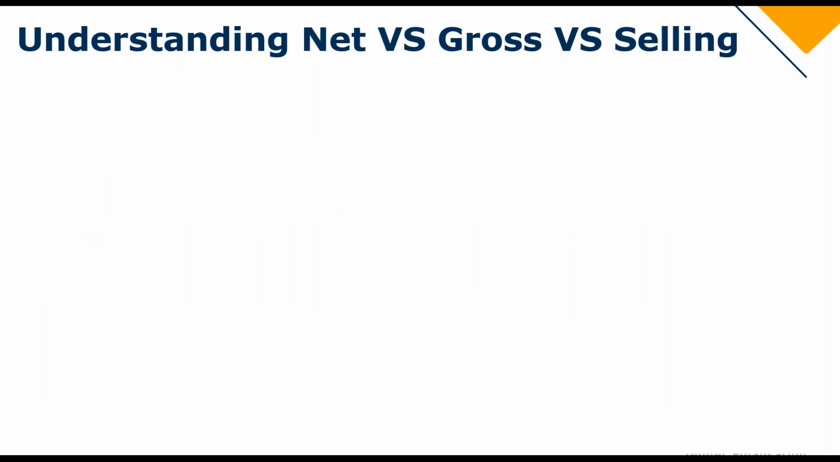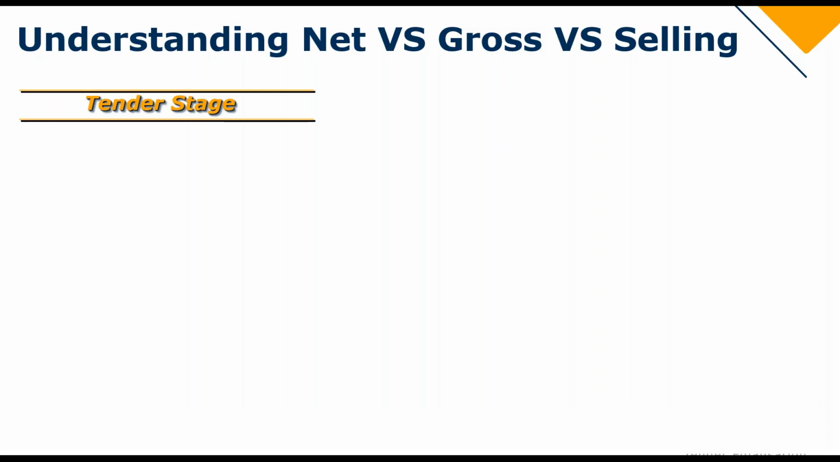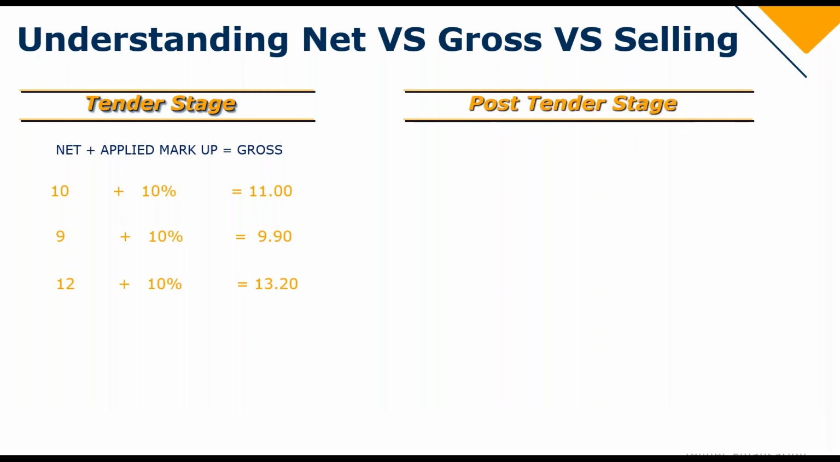Now that we've added markup, let's just understand the difference between the nets versus the gross versus the selling. So we are at tender stage at the moment. So the simple calculation is your net plus your applied markup gives you your gross. An example is 10 plus 10% will give me 11. 9 plus 10% will give me 9.90. 12 plus 10% will give me 13.20. Then we end up in the post-tender stage. So your selling minus your net equals your calculated markup.